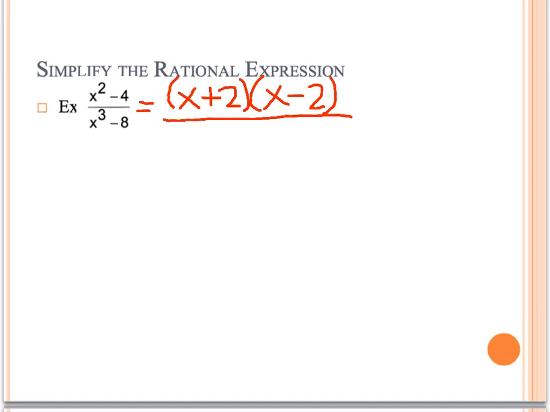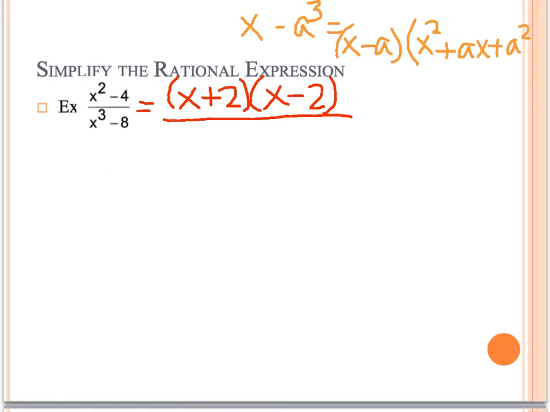Some time ago, we wrote down the formula for a difference of perfect cubes so that we could remember it and save ourselves time. Remember that a difference of cubes is equal to x minus a, and then x squared plus ax plus a squared. Okay, and using that formula for the difference of cubes, I know that my denominator is going to factor into x minus 2 times x squared plus 2x plus 4.